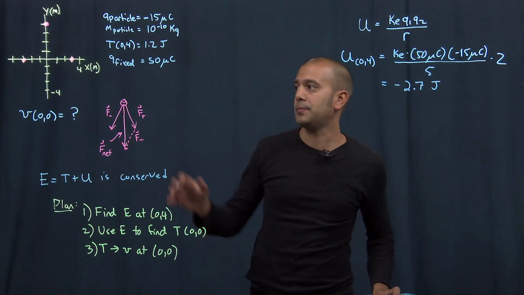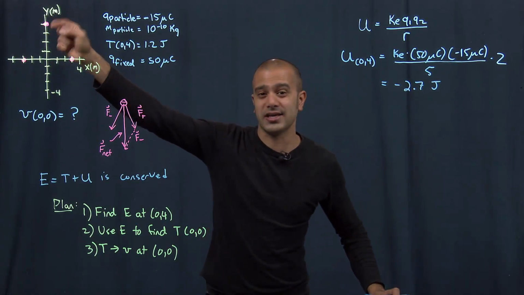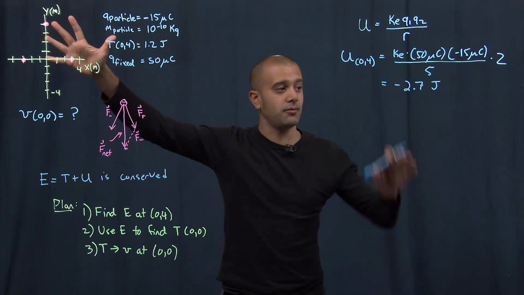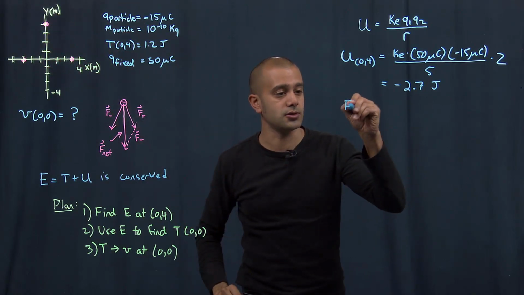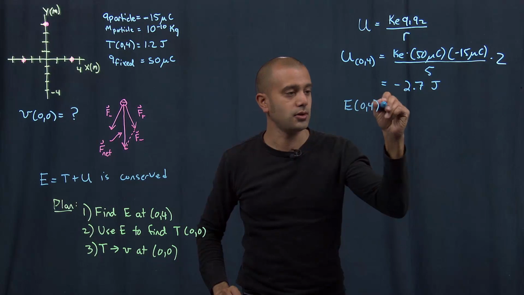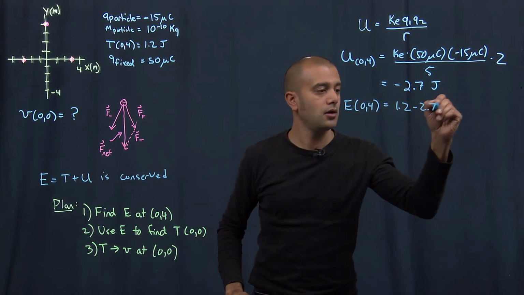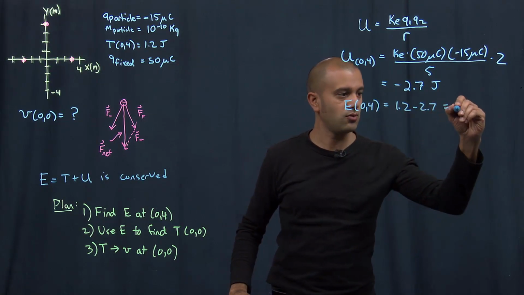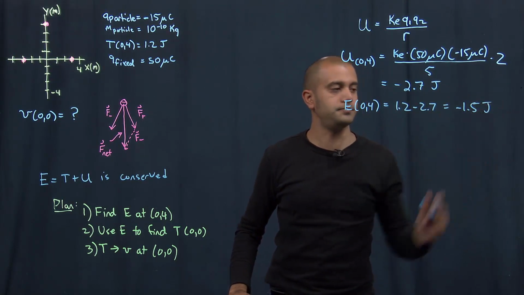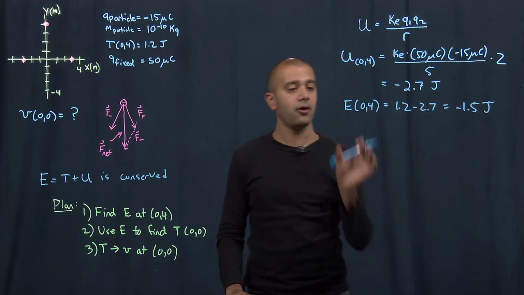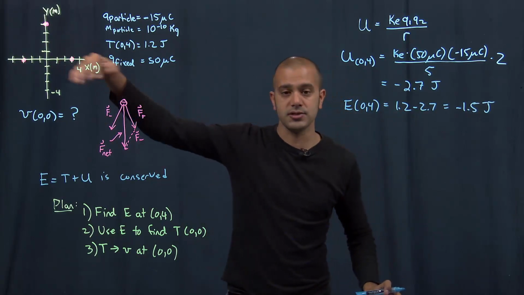Okay, so now we have a potential energy of this particle when it's at that point. It's at a potential energy of minus 2.7 joules. What is its total energy? Its total energy is the sum of its kinetic and its potential, which is minus 1.5 joules. Now, whatever its energy is at 0, 4 is the energy all the time.